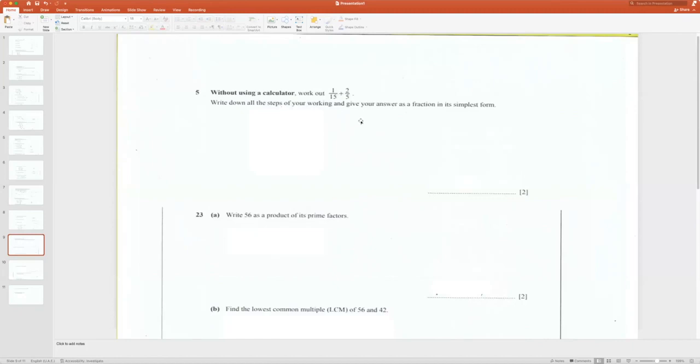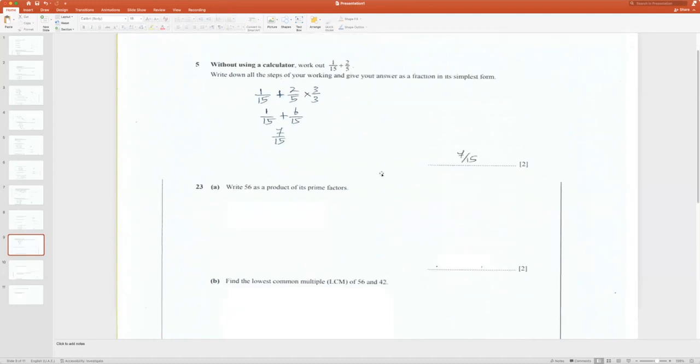Without using a calculator, work out. This we can write 1 over 15 plus 2 over 5. So we can multiply this by 3 to get the 15. So 6 over 15 plus 1, 6. So 1 plus 6 is 7 over 15. The answer is 7 over 15.